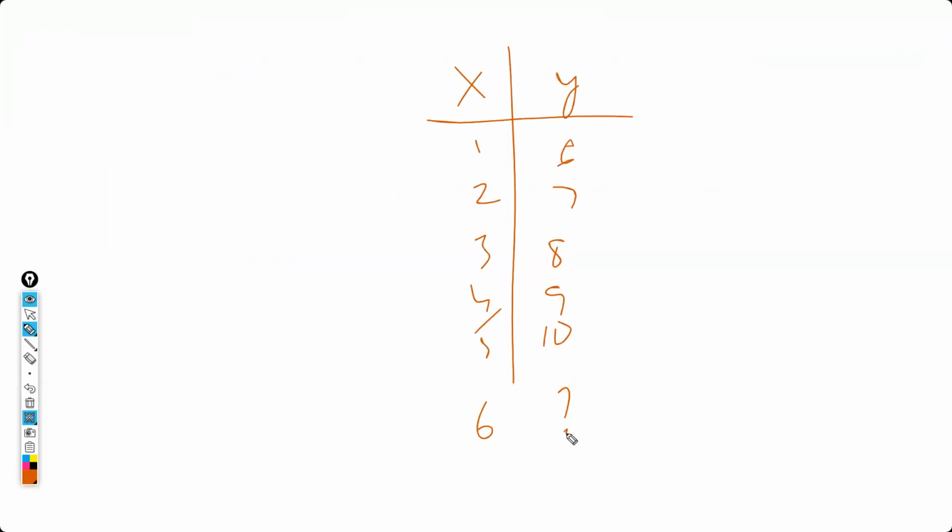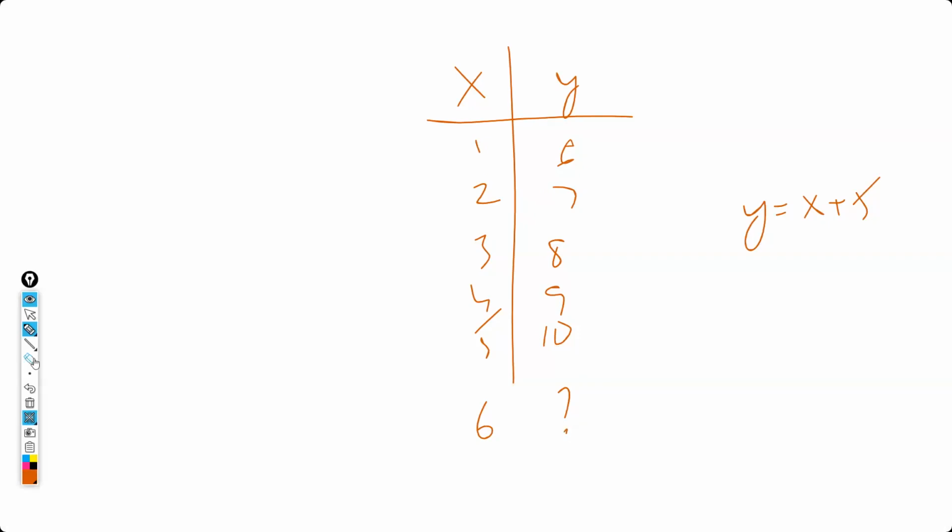Now, for 6 on the x-axis, what would be the y value? Simply, you are going to say 11. How? Very simple: y is equal to x plus 5. Every y value is equal to x plus 5. So when x increases by 1, y also increases by 1, and you get 11. Easily you can predict.